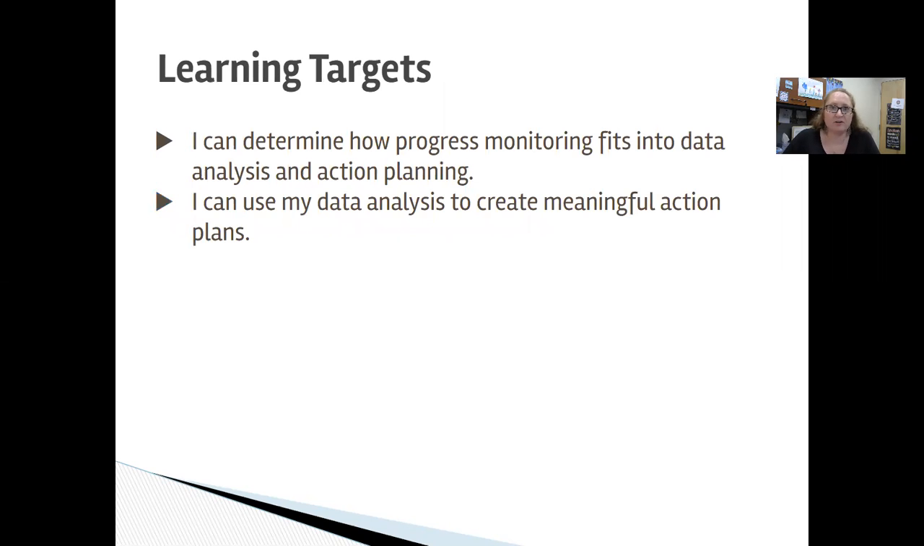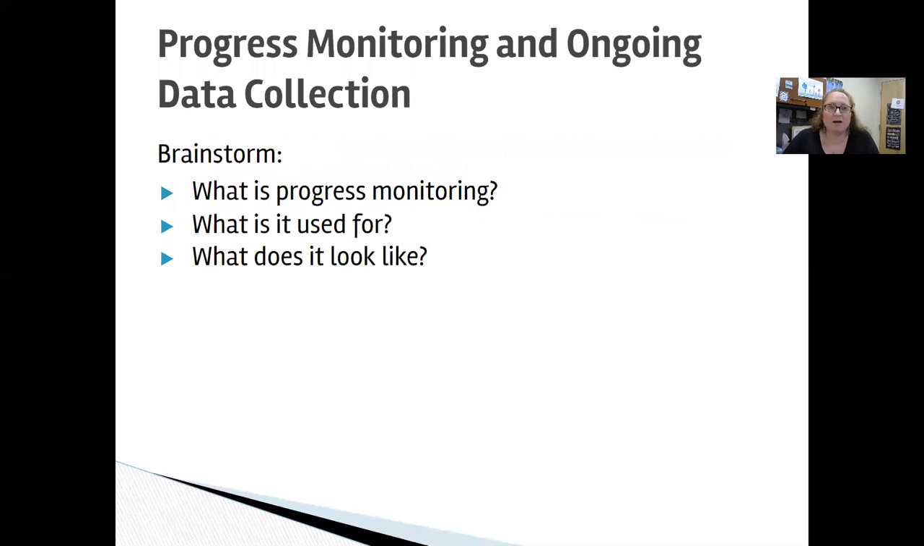So our learning targets this week: I can determine how progress monitoring fits into data analysis and action planning. And I can use my data analysis to create meaningful action plans. Makes sense, right? So let's talk about progress monitoring and ongoing data collection.